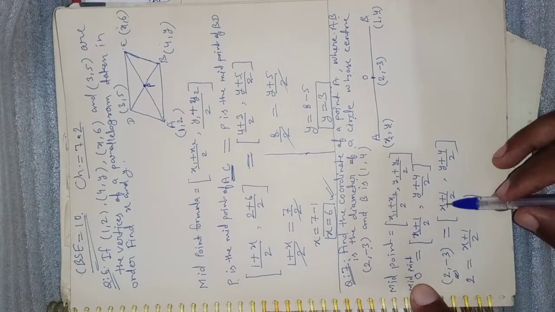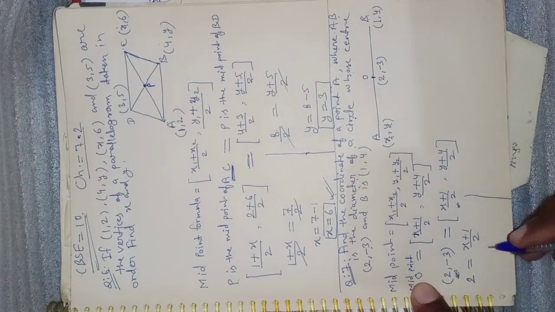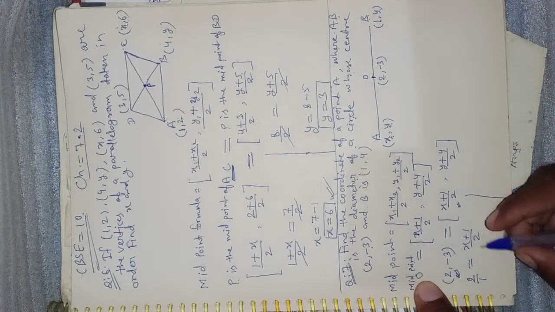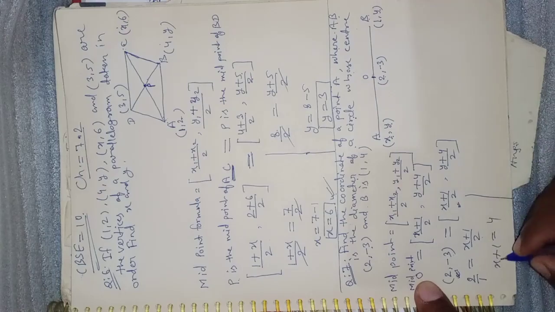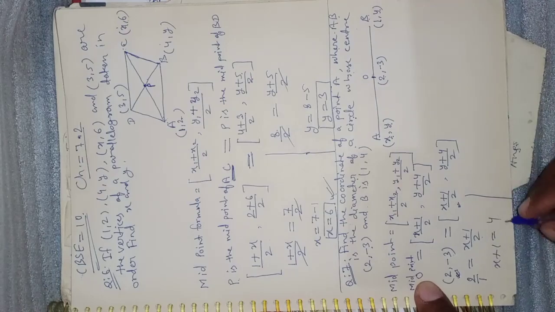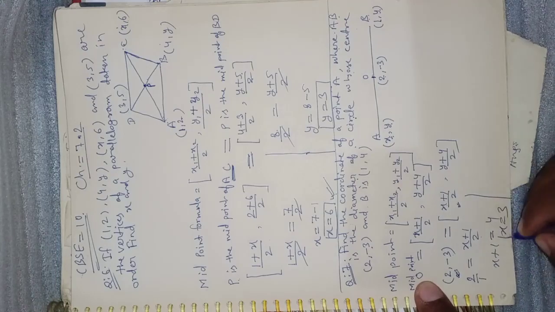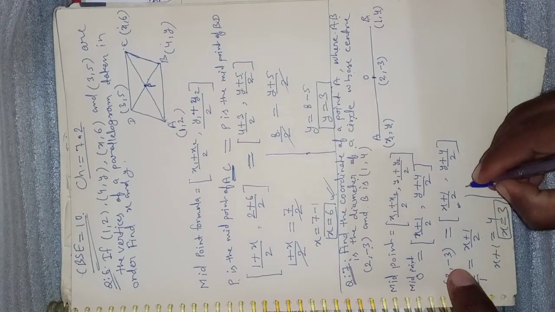2 equal to (x plus 1) upon 2. 2 times 4. Take care, cross multiply. x plus 1 is equal to 2 times 4. So the x value is: plus 1 transferred to this side becomes minus, x value is 3. And right here, minus 3.